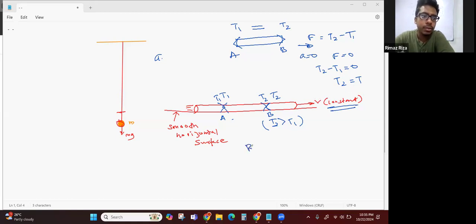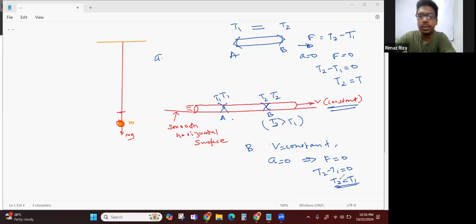But we know velocity is constant, v is constant, right? Therefore, a equals 0 implies force is equal to 0. So if force equals 0, then T2 minus T1 equals 0. Therefore, T2 must equal T1, if this is moving at a constant velocity. Is that clear? Yes, sir.